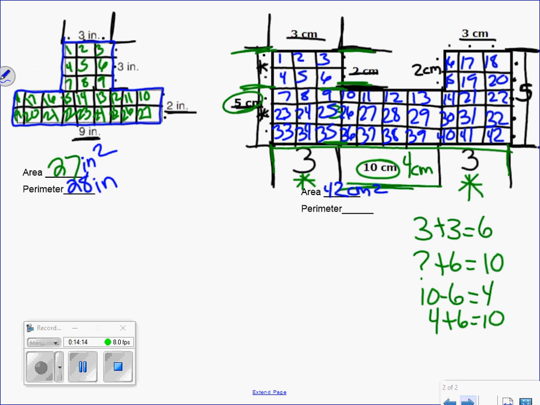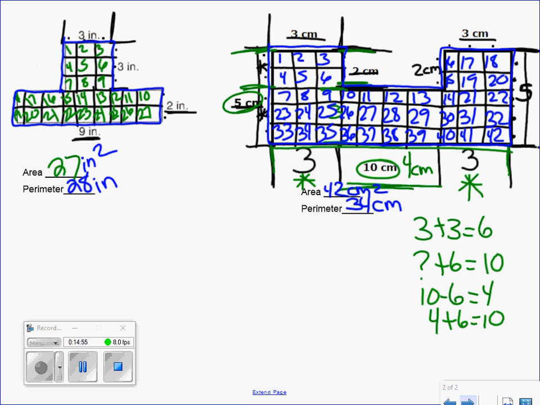Now, to find the perimeter, I do the same thing. I count the outside edges of my shape here. 1, 2, 3, and so on, up to 33, 34. So it would just be 34 centimeters. That's how you do area and perimeter by drawing in a grid.